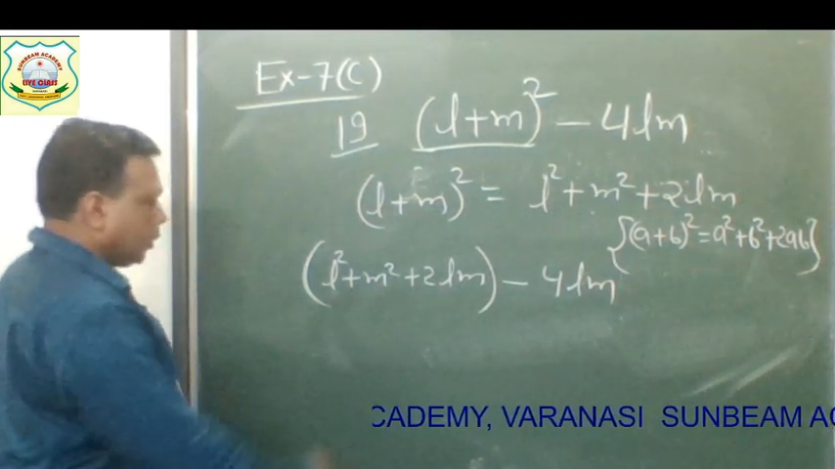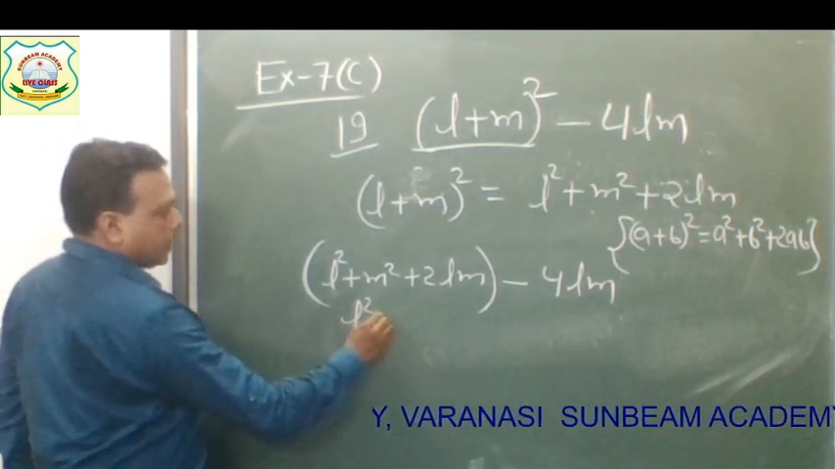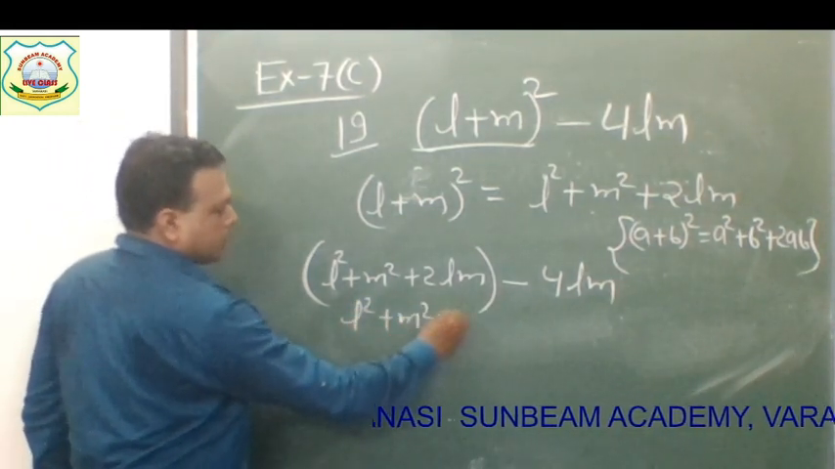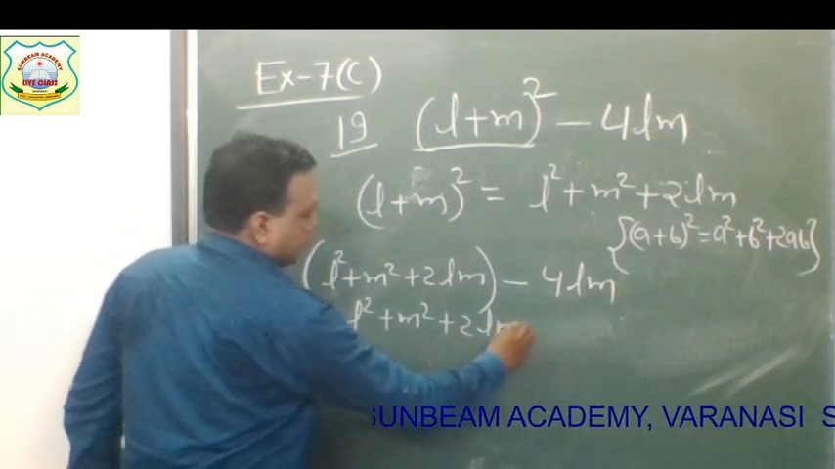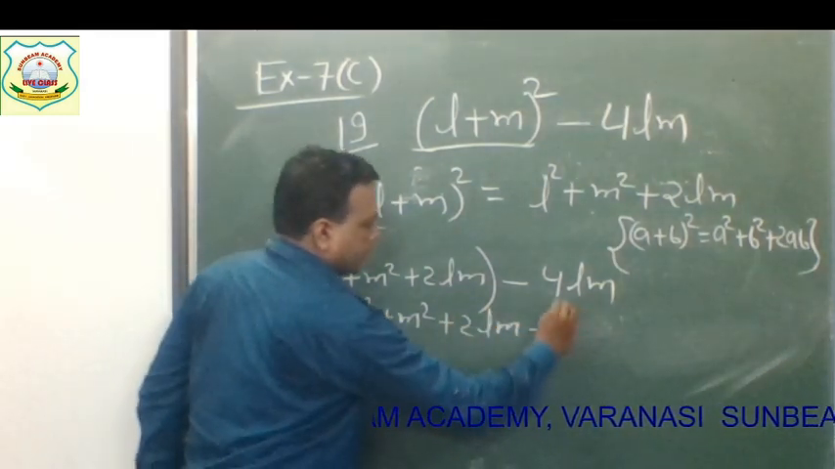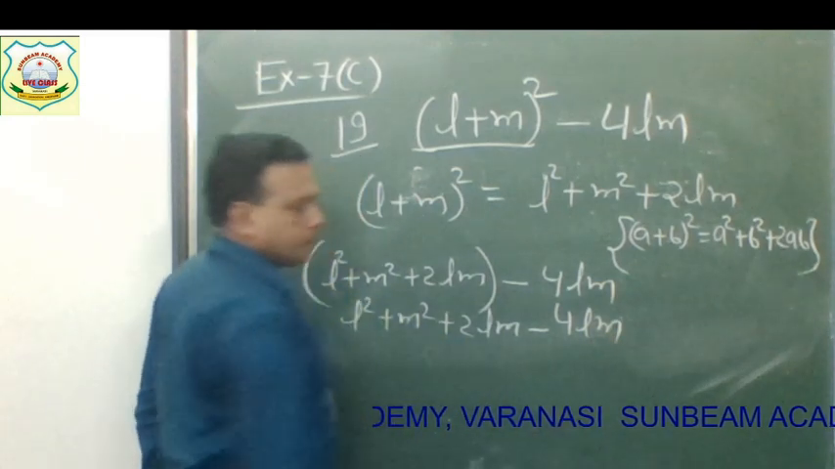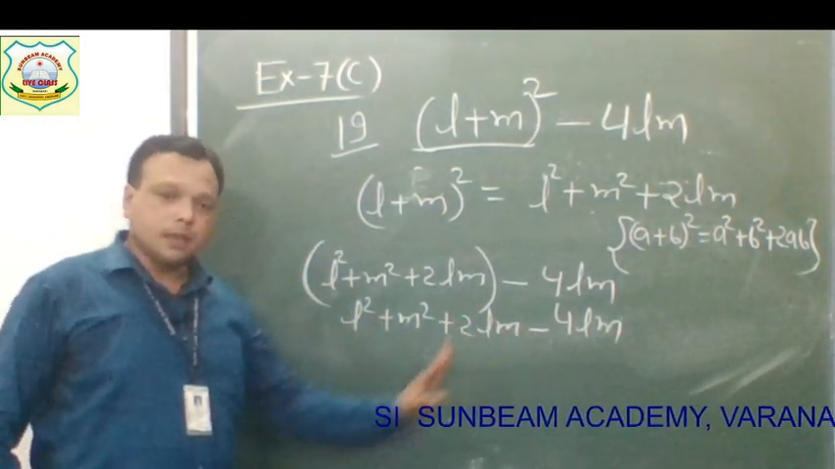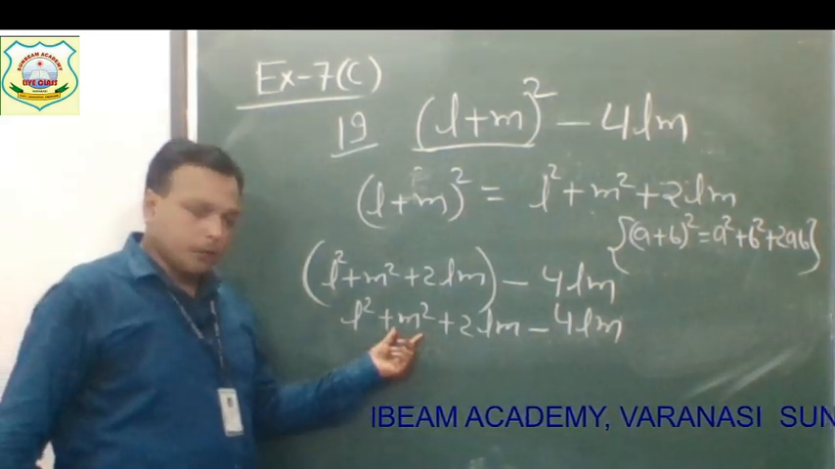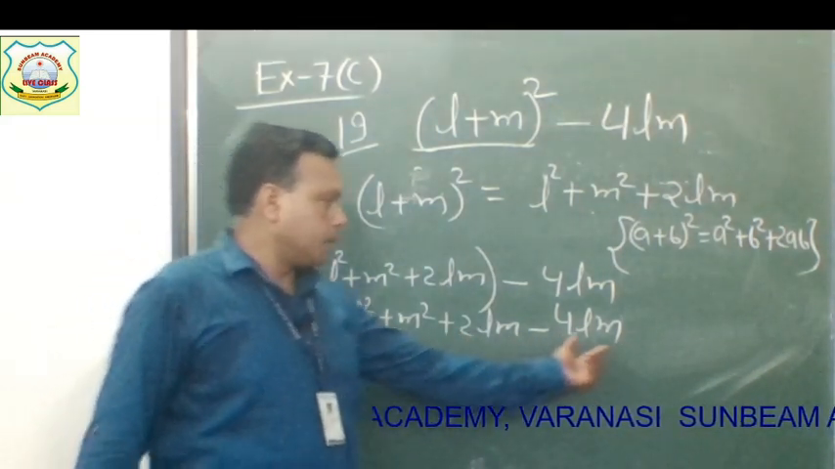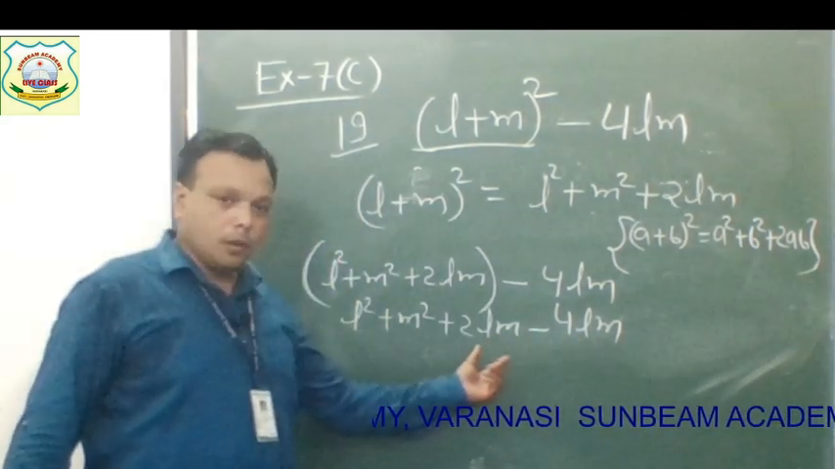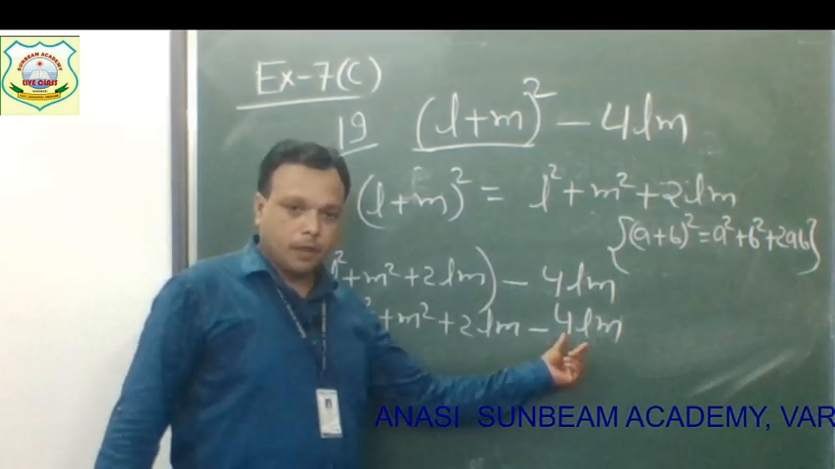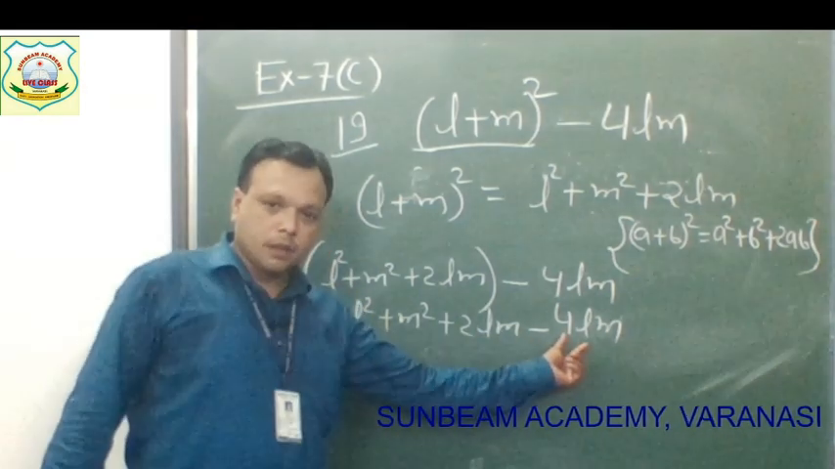Clear? Now open the bracket, l square plus m square plus 2lm minus 4lm. Students, here is l square, no one here, m square also, but lm and lm are the same variable, only here it is 2, and that is 4.